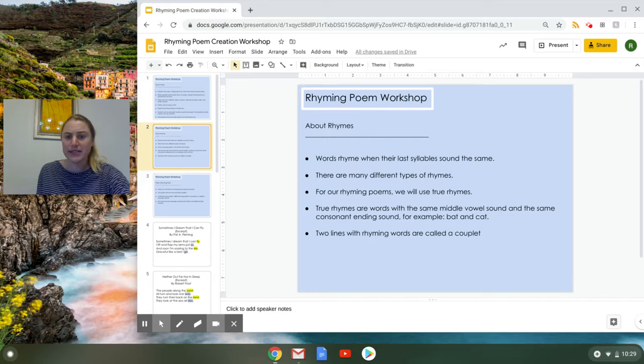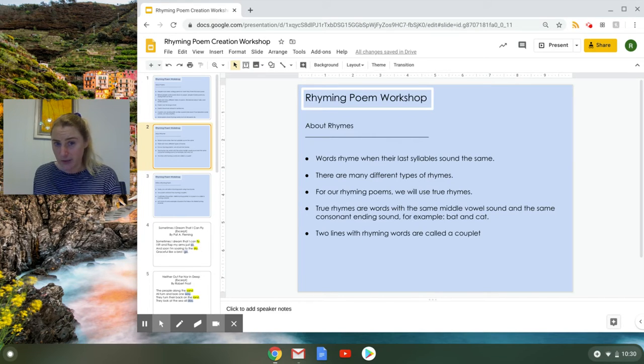Rhymes are words that have their last syllables sound the same. So that last part of the word. And there are many different types of rhymes, but for our rhyming poems, we are going to use true rhymes. True rhymes are words with the same middle vowel sound and the same consonant ending sound.